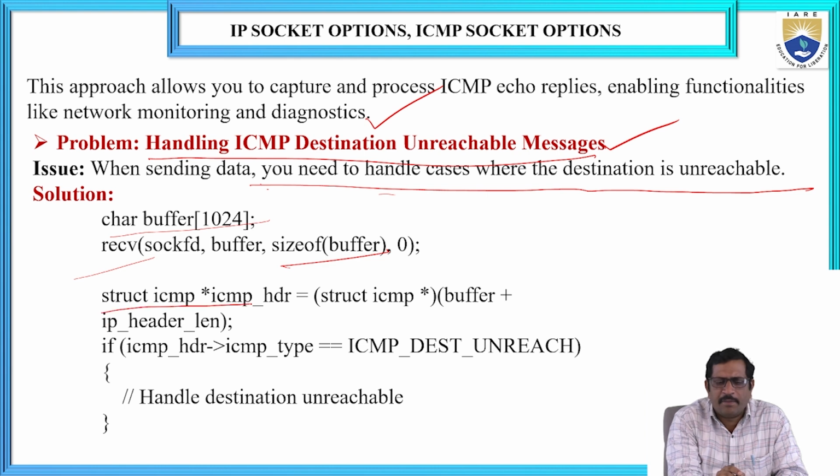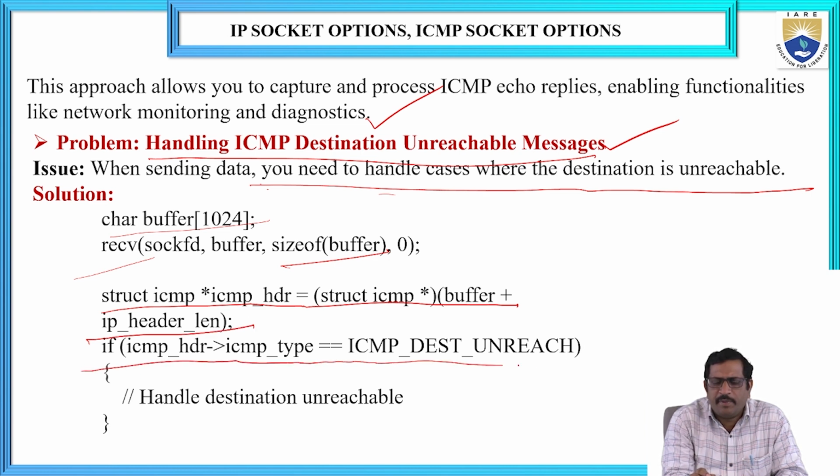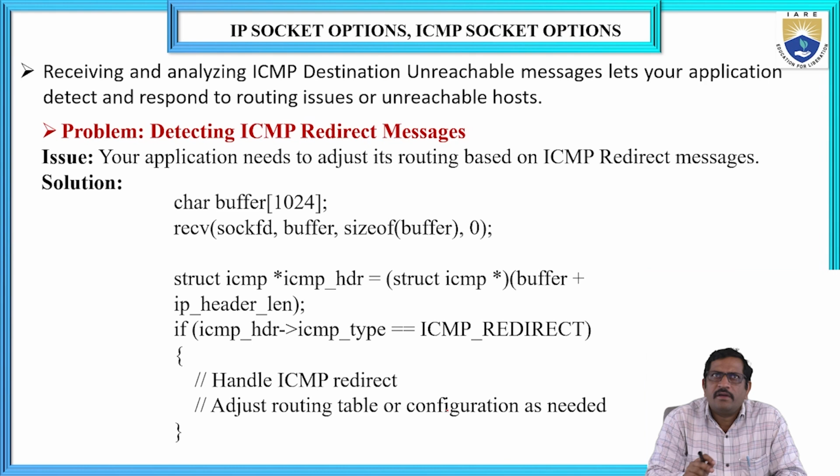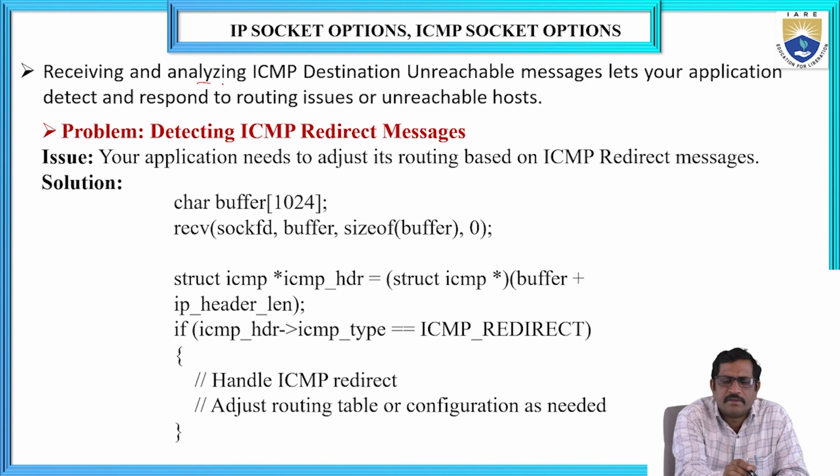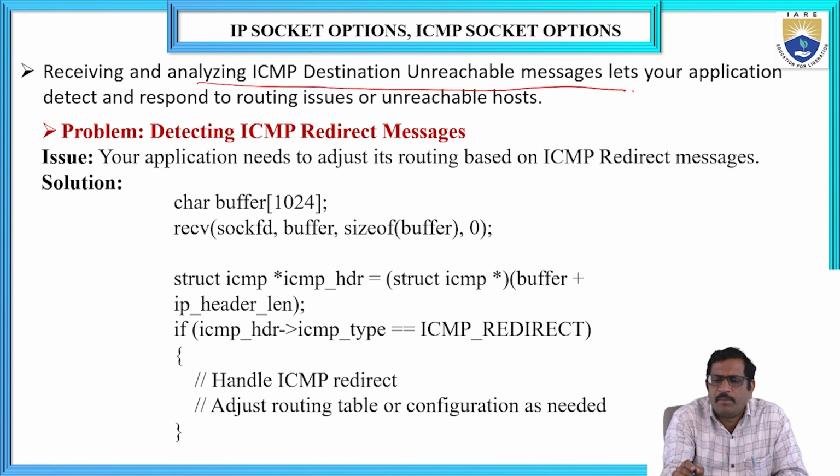Here is the structure type. ICMP header is a structure type. Struct ICMP buffer, IP header length. If the ICMP header is greater than the ICMP type, that is an ICMP destination unreachable, which handles the destination being unreachable, and which receives and analyzes the ICMP destination unreachable messages. So let us do the application here.